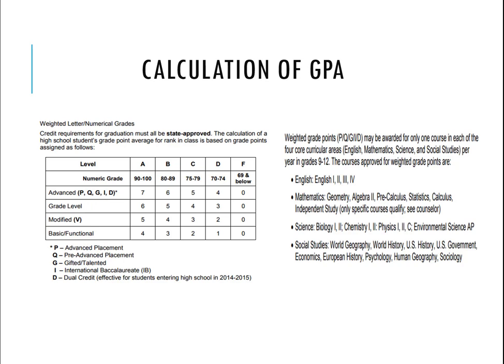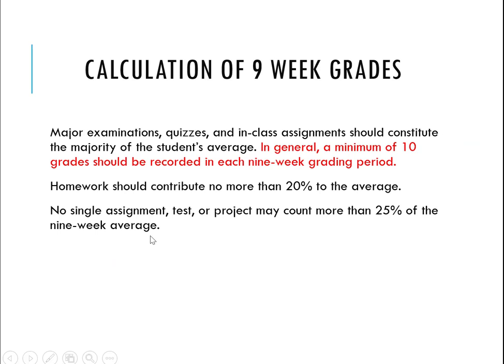So this is how GPA is calculated currently. A student who receives a 90 to a 100 would receive a 7 point in a course that they have a weight for. If it's a grade level course, they would receive 6 points. If it is a modified course, they would receive 5 points. And if it is a basic or functional level course, they would receive 4 points.